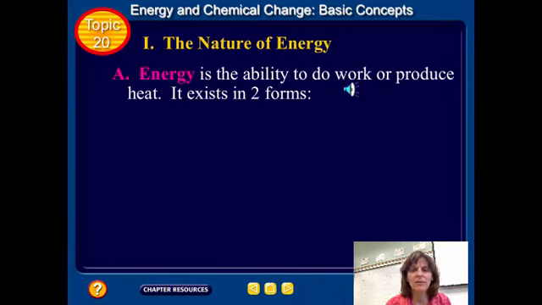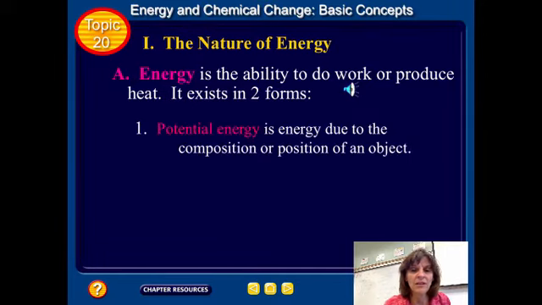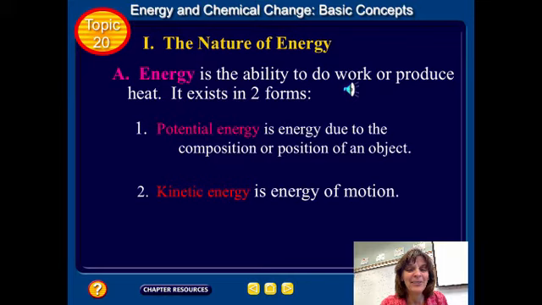All right, this is all about energy. And energy is simply the ability to do work or produce heat with which you can do work. There's two main forms. It's potential, due to the composition or position of an object, and kinetic, which is the energy of motion.